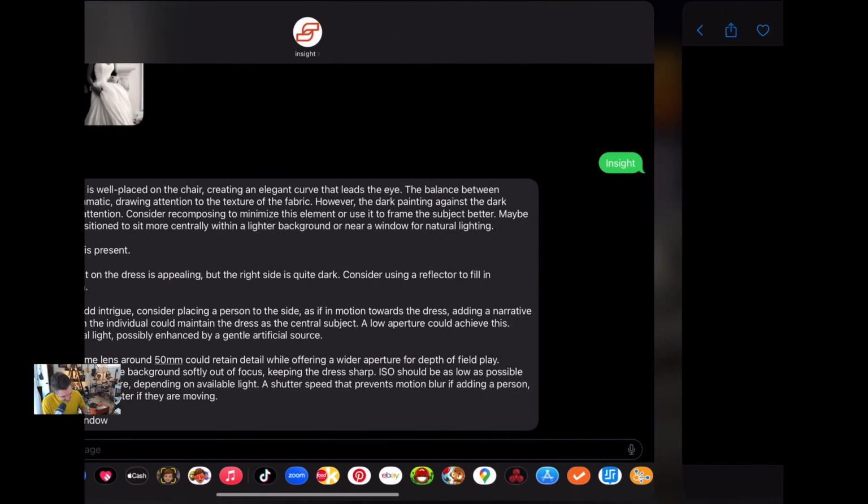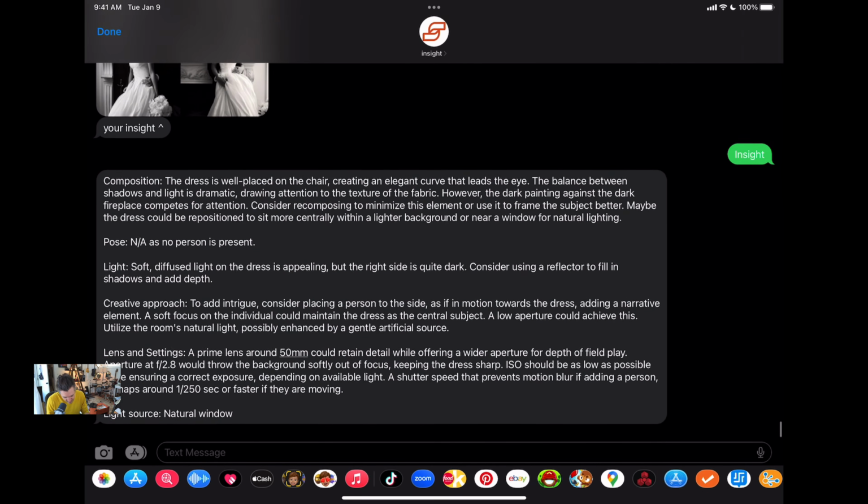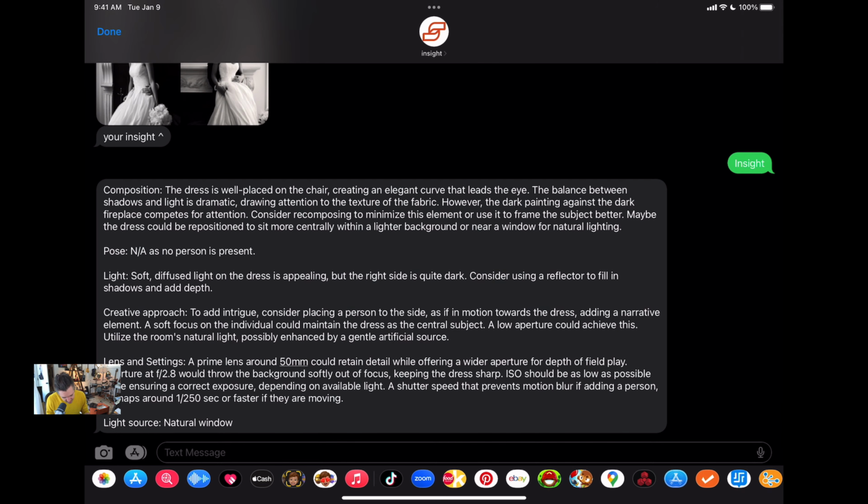I do want to see what Insight says about this in the text critique. Dress is well placed in the chair, creating an elegant curve that leads the eye. The balance between shadows and light is dramatic. Okay, I shouldn't have skipped. However, the dark painting against the dark fireplace competes for attention, which is exactly what I mentioned. Consider recomposing to minimize this element or use it to frame the subject better.